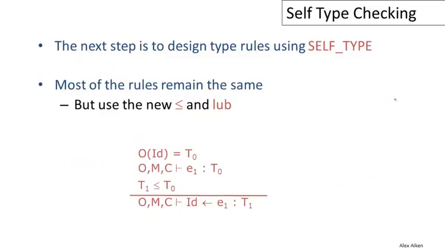So now we're ready to actually give the type rules that use self-type, and for the most part this is really easy because the rules just remain the same. That is, they look the same, but they're actually a little bit different because they use the new subtyping and least upper bound operations that we defined before. For example, here is the rule for assignment, and this looks identical to the rule for assignment that we discussed several videos ago. But notice that this use of subtyping is now the extended definition of subtyping to incorporate self-type, and so now this rule works with self-type as well as with the normal class names.